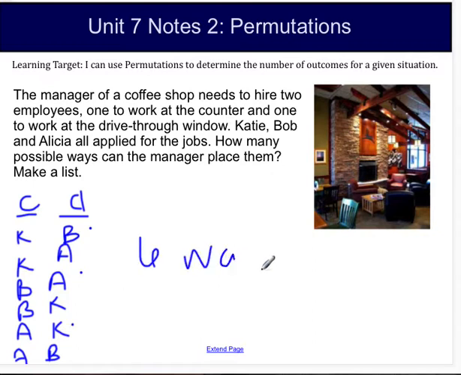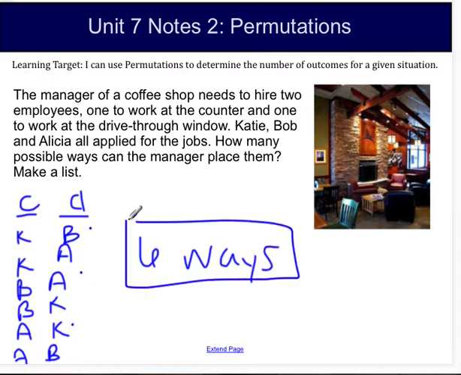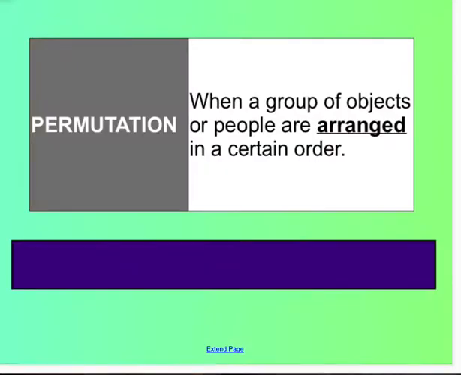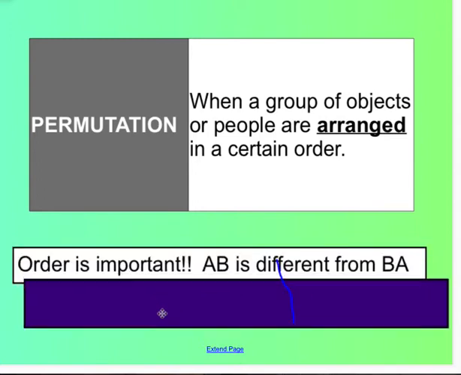Now that was really tedious to make up that list. So there's a way that we can use factorials to just calculate that out using somewhat of a formula. So let's start by talking about permutations. A permutation looks at arrangements when a group of objects are arranged in a certain order. So the order in which we place them matters. Okay, so that's what we're taking a look at first.